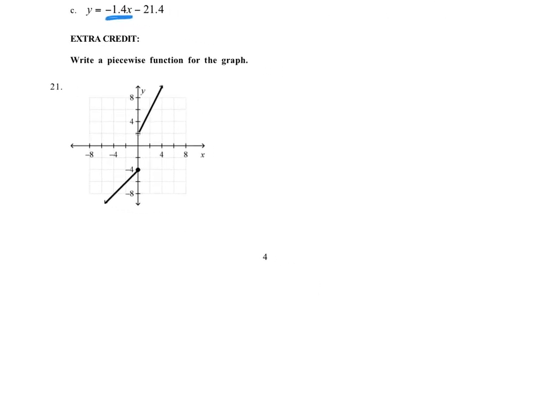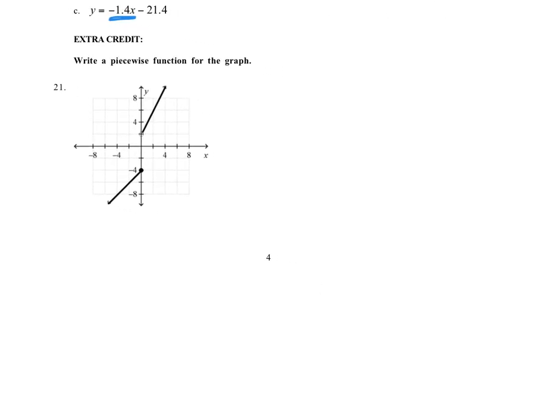And then number 21, write a piecewise function for the graph. So our piecewise function, y equals, I'm going to write two equations and I'm going to write two domain restrictions. Looks to me like my domain starts here and goes greater than 0. Let's try writing x is greater than 0. Why did I use just greater than? Because this is an open circle. And then my other domain is less than 0. So x is less than or equal to 0 because this is a closed circle.